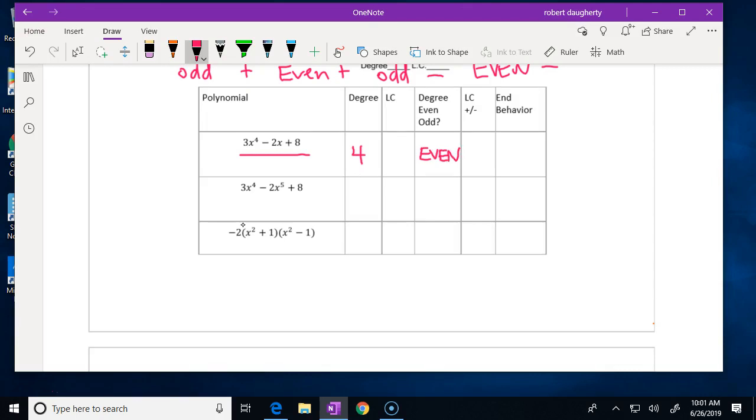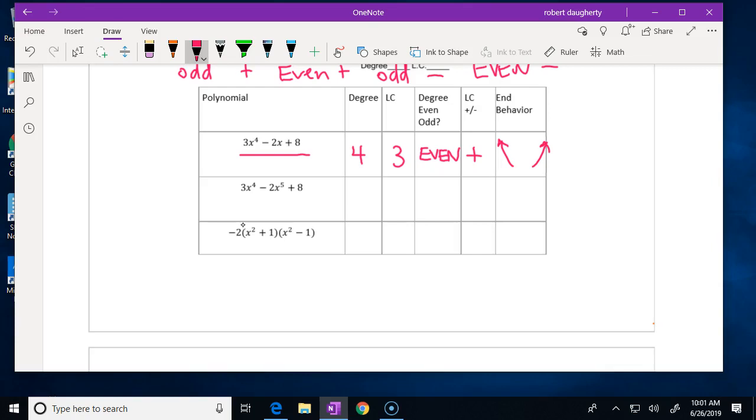What is the leading coefficient? The number that is right in front of that x to the 4th is 3. That is a positive. So if I've got a graph that has an even degree and a positive coefficient, the end behavior is going to look like this. It looks like x squared.